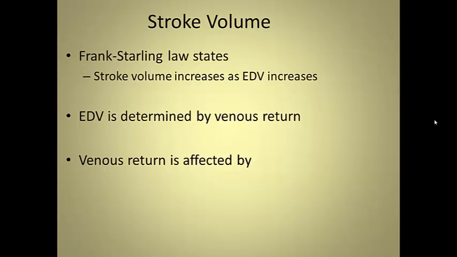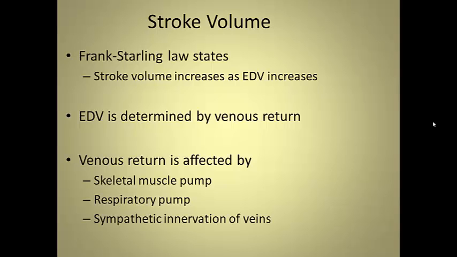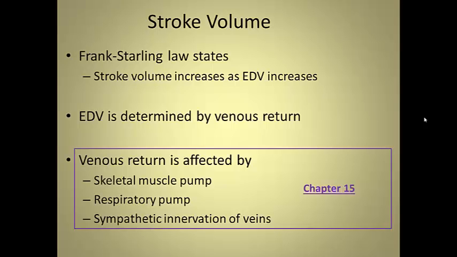Now, venous return is going to be affected by the skeletal muscle pump, the respiratory pump, and the sympathetic innervation of the veins. And those we're going to hold off on a bit. In chapter 15, we're going to specifically talk about the blood vessels. So we'll hold off there, but recall that venous return is going to be affected by several functions of the vasculature, which we'll get to starting Friday.